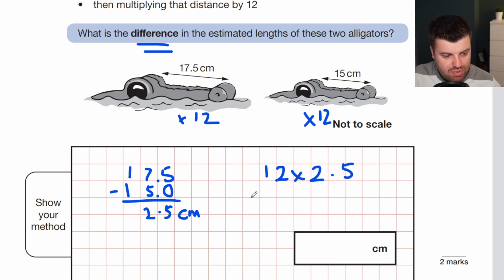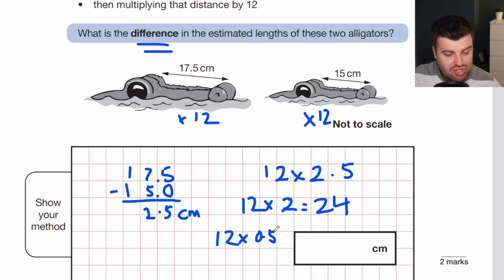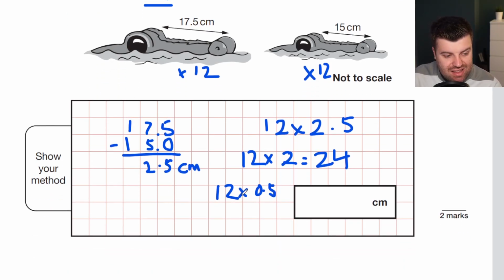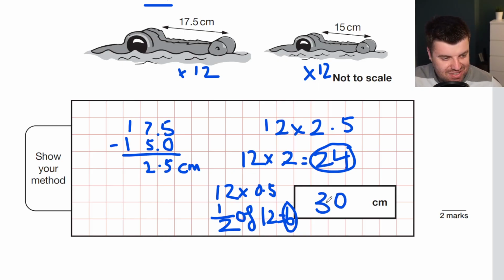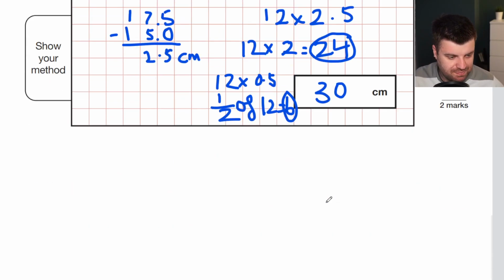Firstly, let's partition 2.5. So we'll do 12 times 2. That will get us to 24. And then we can do 12 times 0.5. Remember our trick from the arithmetic test, guys. We can say the multiplication is like an 'of', and we can do 0.5 as half. So what we're really doing when we do 12 times 0.5 is finding half of 12, which gives us 6. So we have 24 is 2 lots of 12. 6 is half a lot of 12. Put them together, and you get 30 centimeters as the answer. A nice little trick there to save time. Find the difference first before you go multiplying.